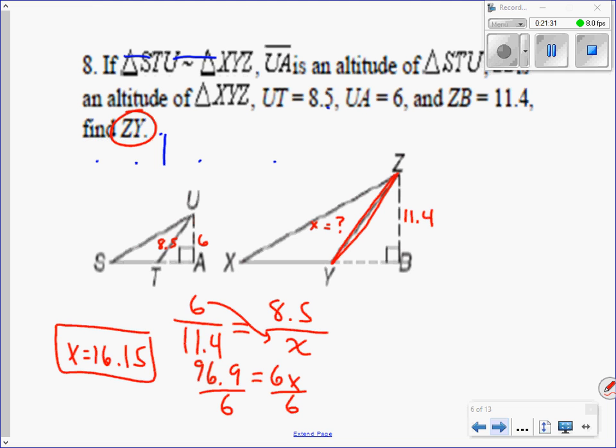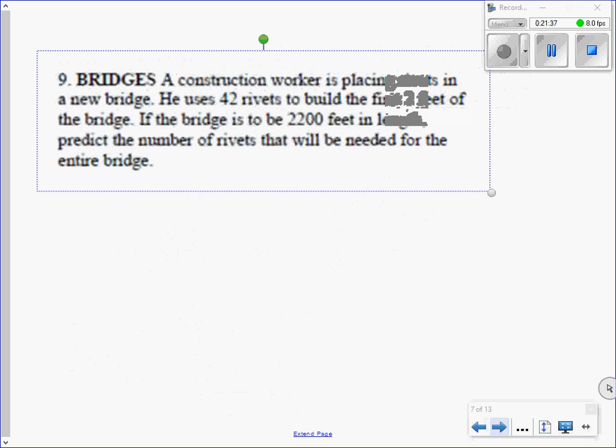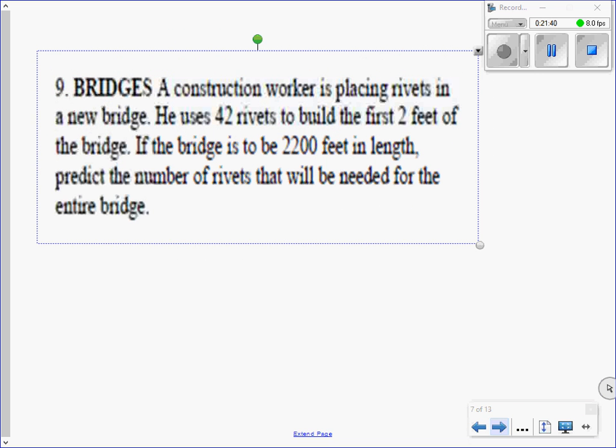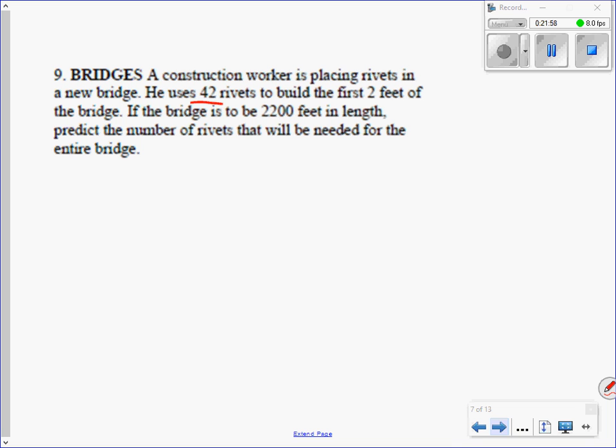All right. Number 9. Bridge construction workers placing rivets in a new bridge. This is the easiest problem. It just has a lot of words in it, so I don't like to read, so you may have skipped it. Uses 42 rivets for the first 2 feet. There's 2,200 total feet. How many rivets? About how many rivets would he need?